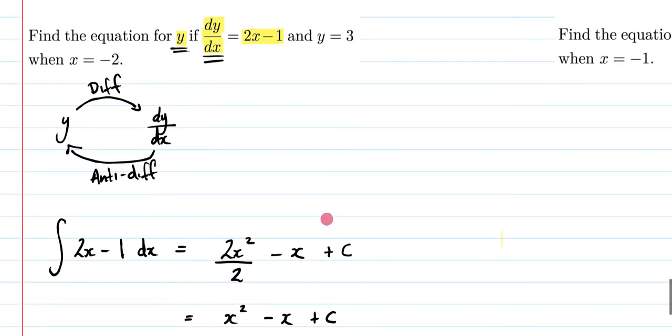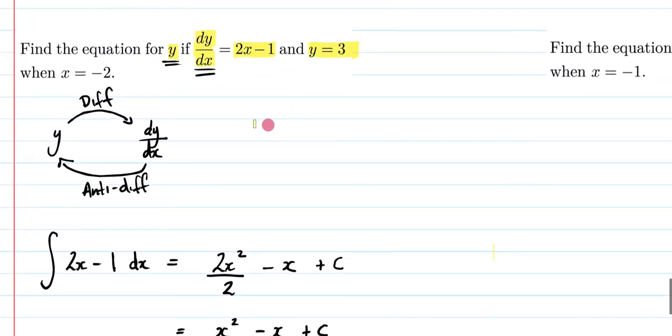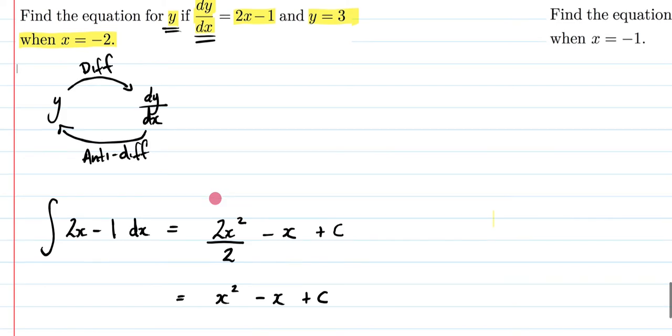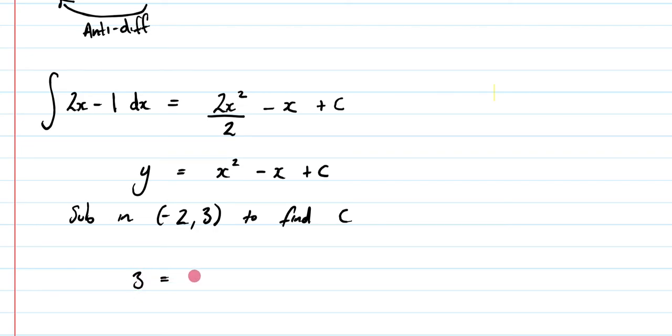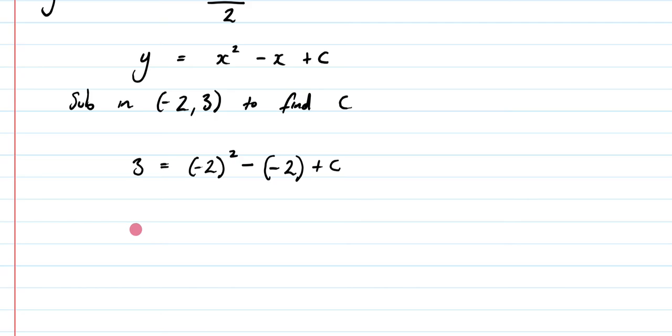Now, we've been given another piece of information, and that is y equals 3 when x equals negative 2. So that means we can sub in that point. Let's sub in negative 2, 3 to find c. We can find what c is going to be, because this is y right here. So it's going to be 3 is equal to negative 2 squared minus negative 2 plus c. What's that going to be? It's going to be 3 equals 4 plus 2 plus c.